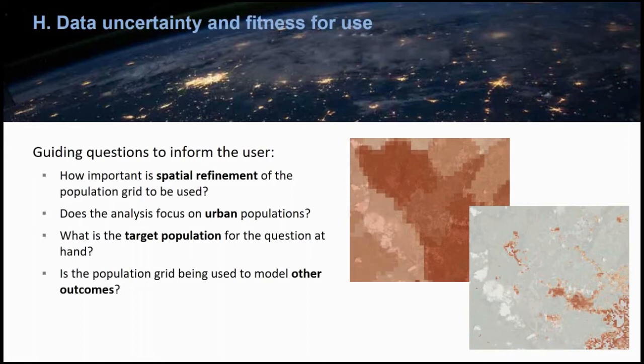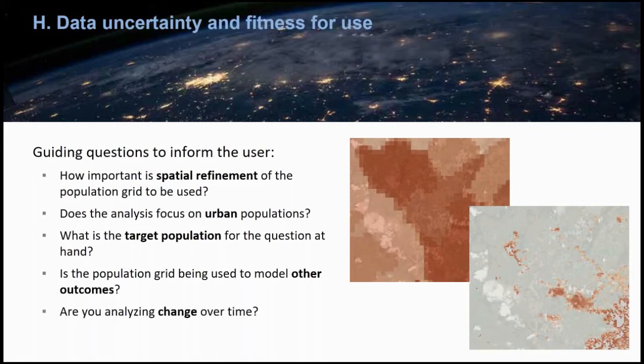Is the population grid being used to model other outcomes? That's really important. Greg mentioned this as well. You have to be aware of what ancillary data have gone into these different population grids. For example, if road density has been used to asymmetrically refine population counts, you should not try to analyze road density or road-related variables in your target application.